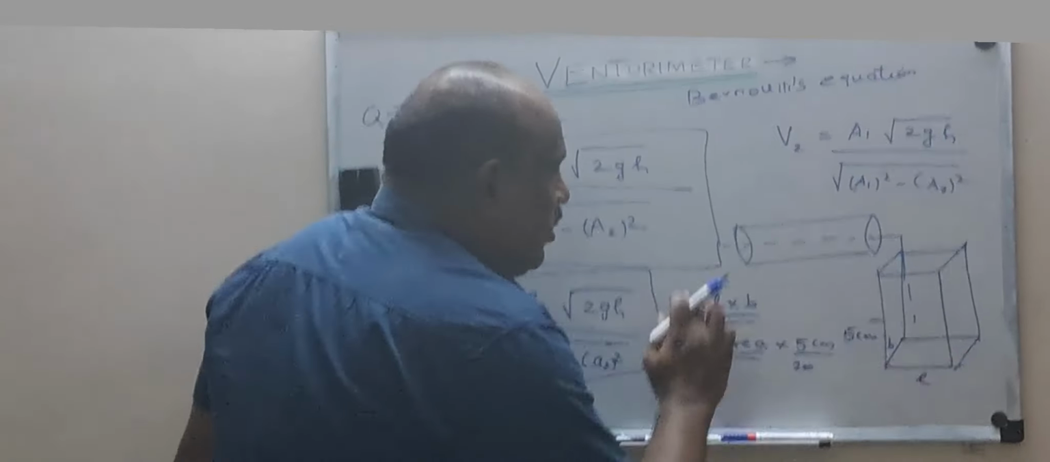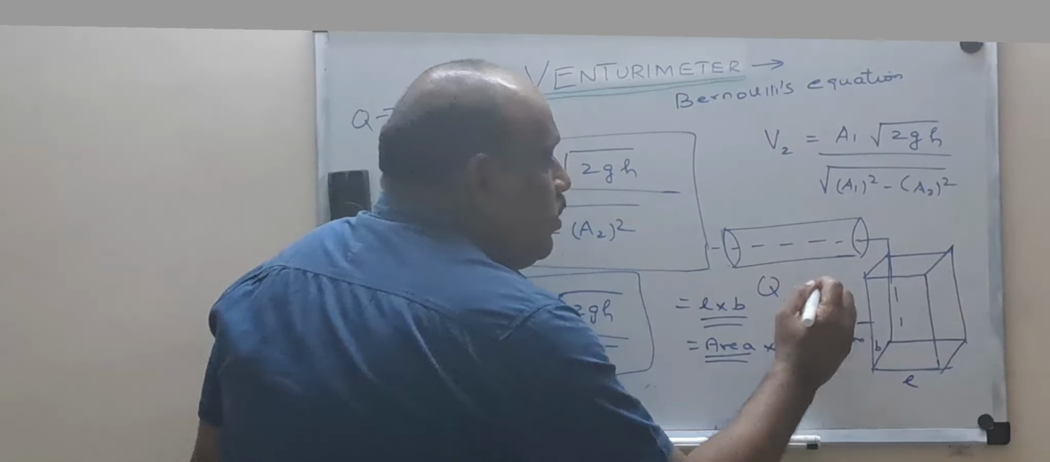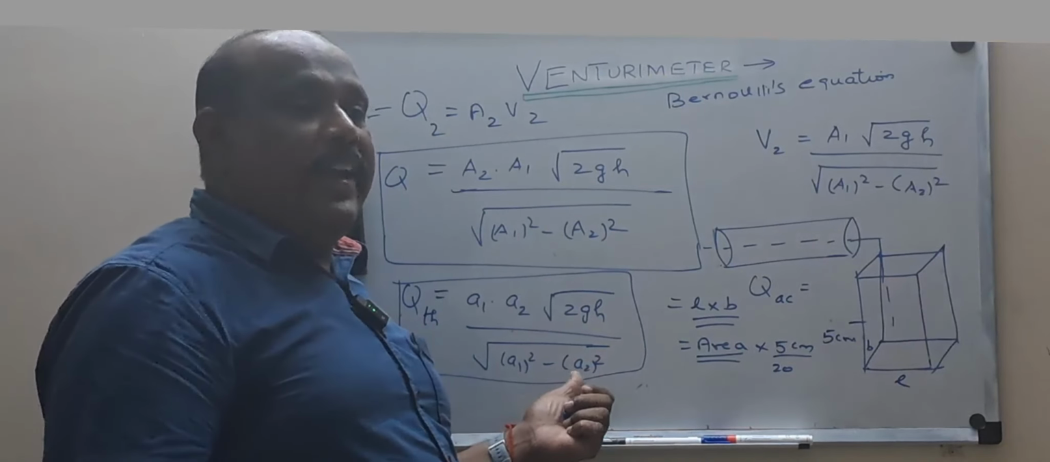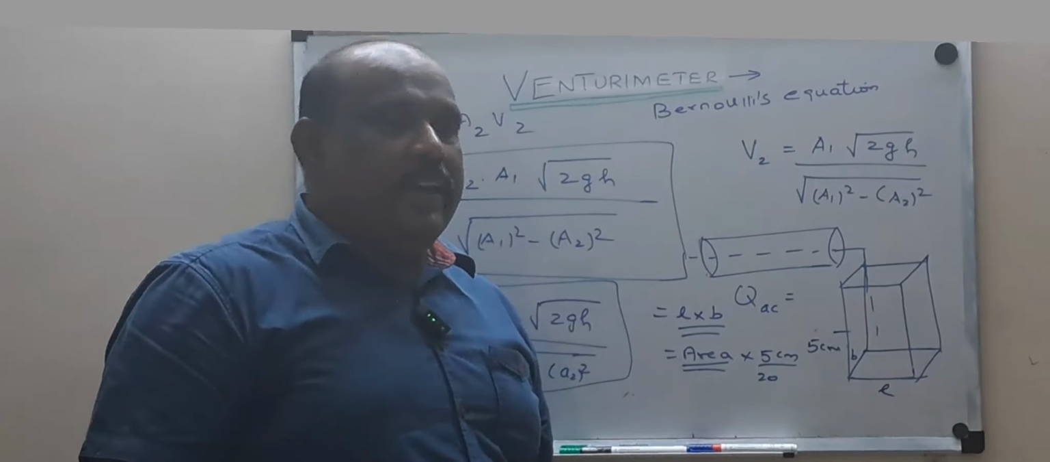Now, whether the actual discharge will be more or the theoretical discharge will be more. The discharge you get from the experiments is called the actual discharge. Which will be more? Theoretically it will always be higher, but the actual discharge will be lesser.